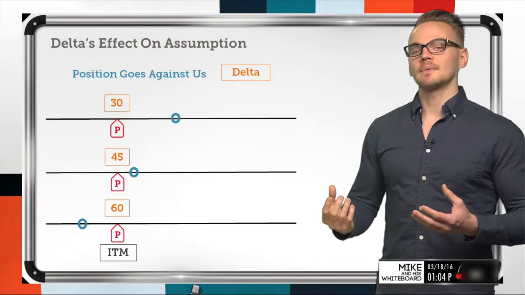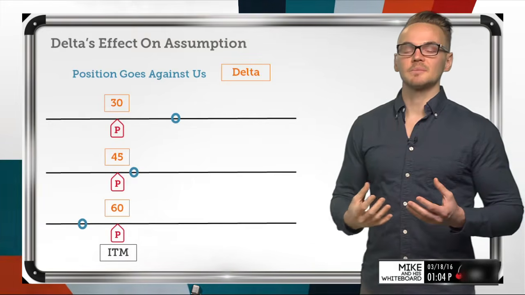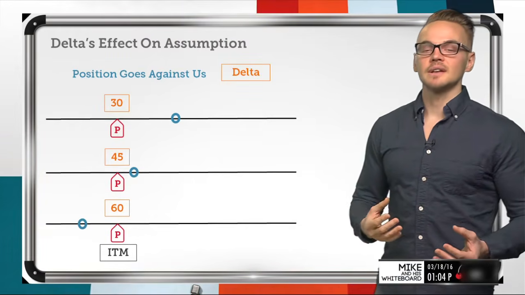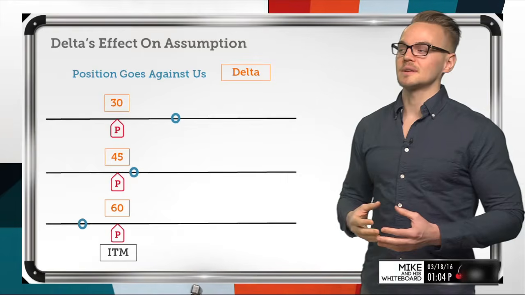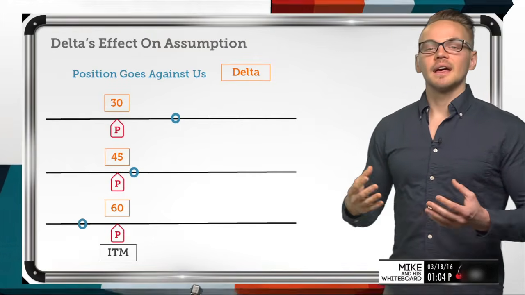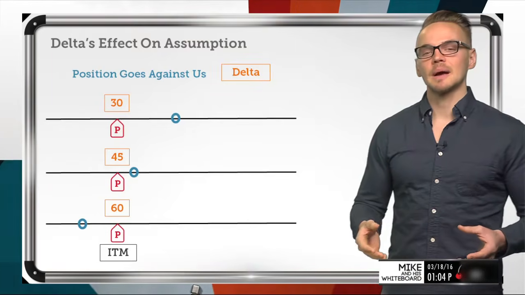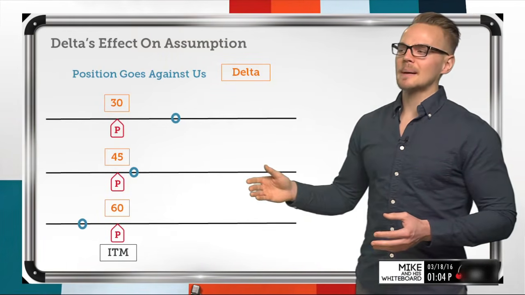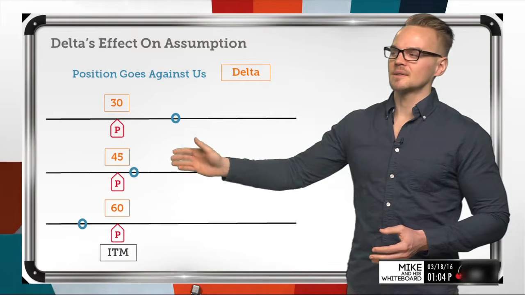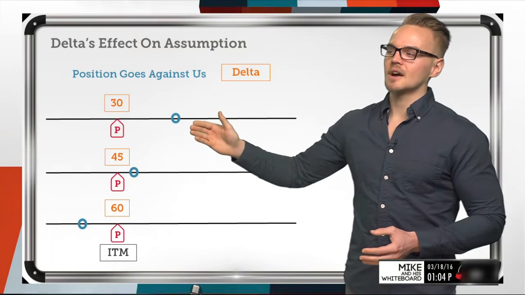And if we know that a 30% probability of being in the money is going to yield a 70% probability of this option expiring out of the money, then 70% of the time this option will expire out of the money, and that's what makes it a high probability trade. But what happens when the stock price goes against us? So this little blue dot here is going to be our stock price.